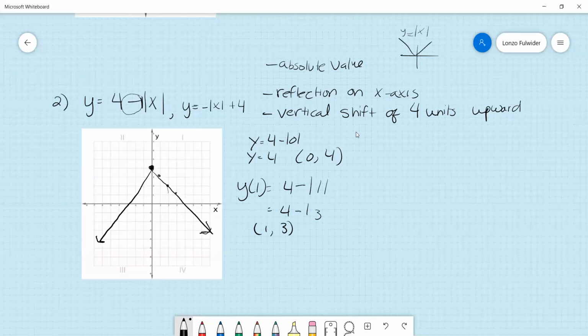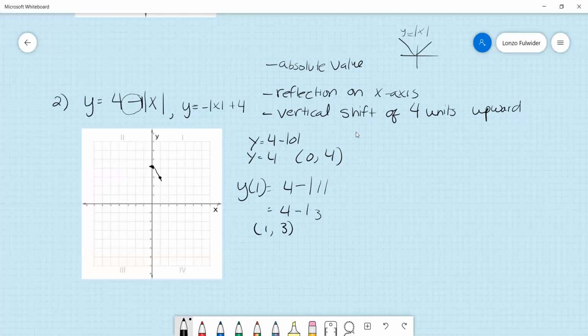Whoops, I kind of made a mistake right here. So let me erase this. So we'll plug in the point 1, 3. So it's 1, 2, 3. No, actually, I did it right. 1, 3.